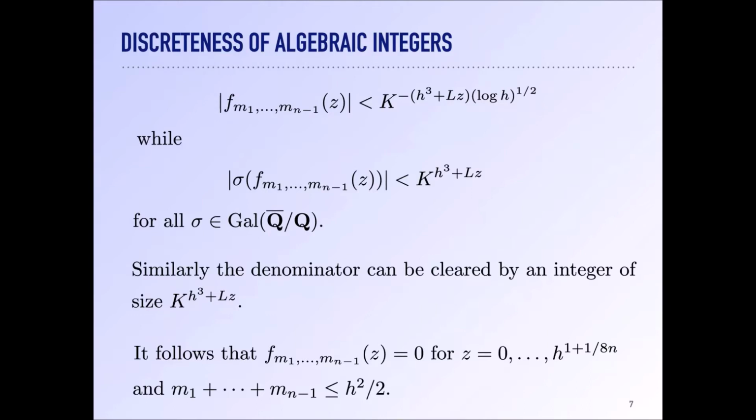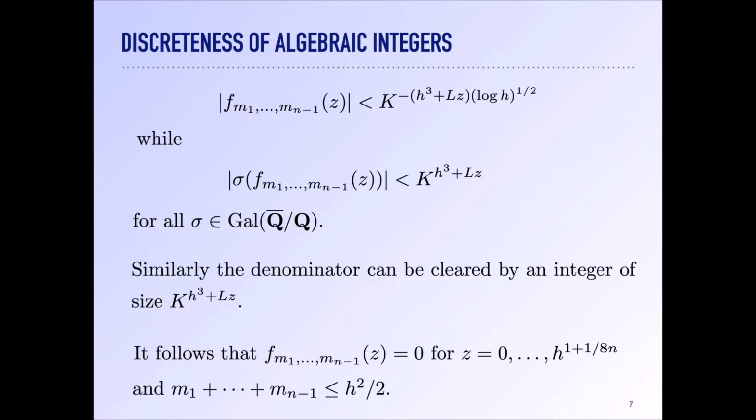So it follows that these functions f sub m1 through mn minus 1 are actually 0 for all of these z's. And what z's did I take? I had a slightly expanded number of z's. I had z going from 0, not just up to h, but to h to the 1 plus 1 over 8n. I know there's a typo here, right? Oh, no, this is right. Sorry, no typo. So this is true not just for my original f, but for all these f sub m's. And now I have half as many f sub m's as I had before.